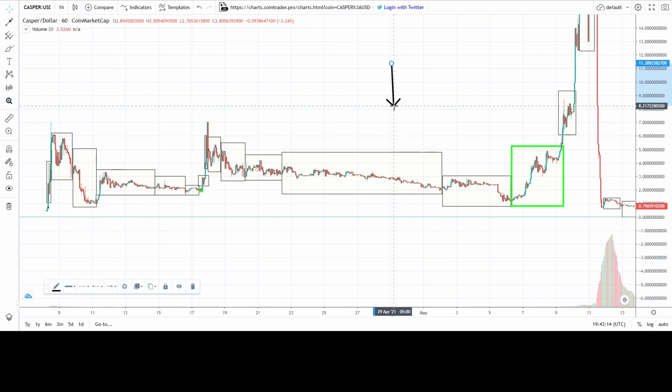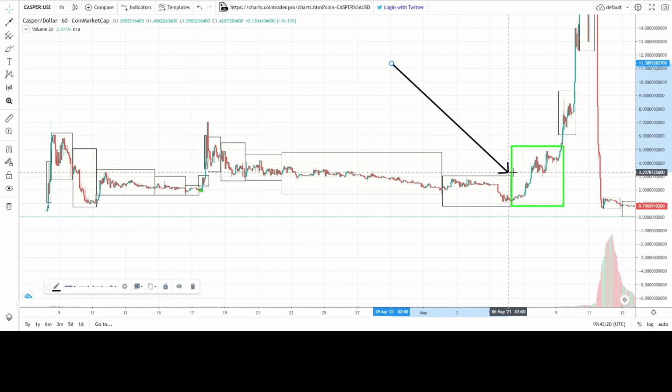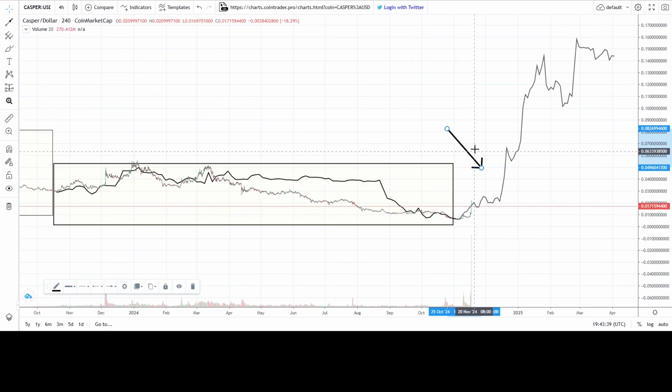Furthermore, as I've mentioned in previous videos, CSPR is well known for printing small structures and then, bam, printing a massive structure. So to assume that it has to play out at this scale is really assuming quite a bit. But it is a possibility.